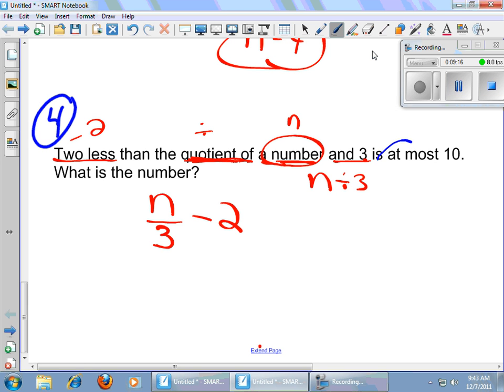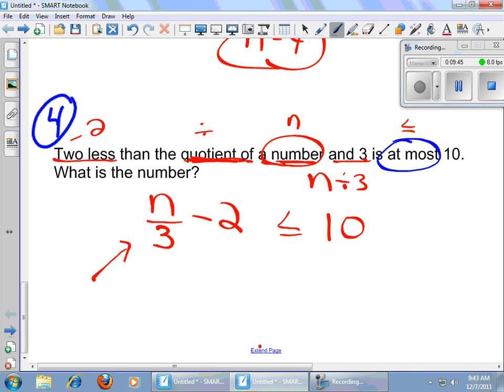Is at most. Well, let's see. I know I'm going to have a 10 over here. And I know that this thing right here could be 10, but it could be no more than 10 because it says at most. Could be 9.5, could be 9, could be 8, could be 0. So it sounds like n over 3 minus 2 is less than or equal to 10. At most is going to mean less than or equal to 10.